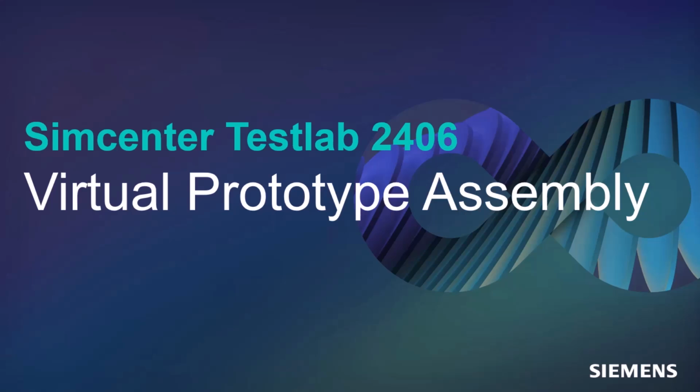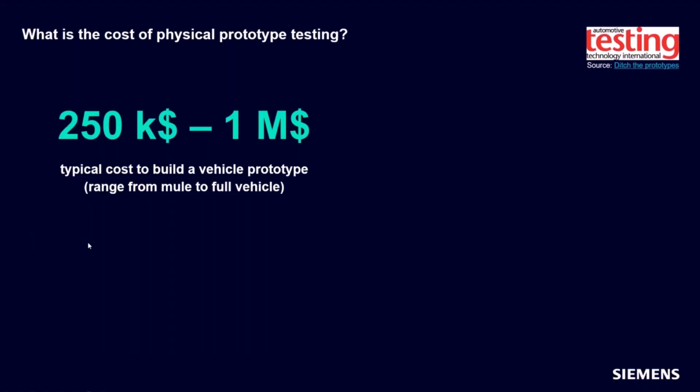Thanks, Steph. Well, as Steph said, we're going to talk about virtual prototype assembly and a new option that you may have seen if you've installed version 2406. There is a new add-in available in Test Lab Neo called NVH Simulator Offline, and we're going to talk about that as well.